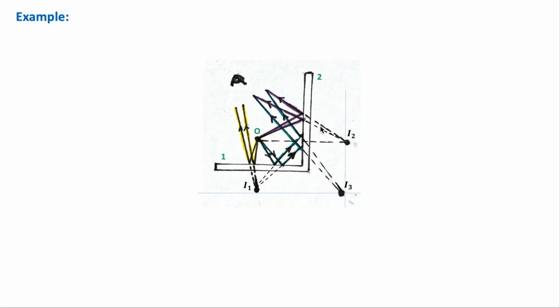And I3 is formed. I3 is actually the image of I1 in mirror 2. So I1 serves as the object of I3. Or equivalently, we can say it is the image of I2 in mirror 1, right? So the image I1 or the image I2 can be considered as the object of I3. Okay, so I3 is a result of the rays reflecting twice after leaving the object O.